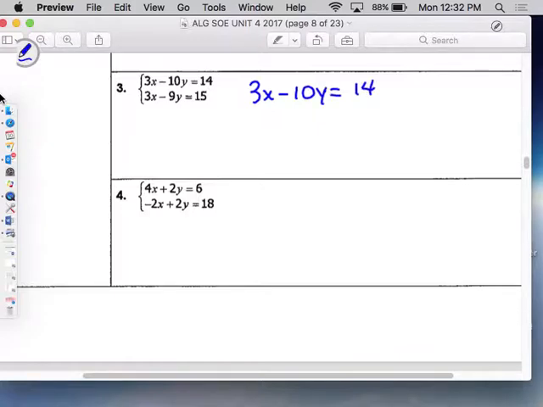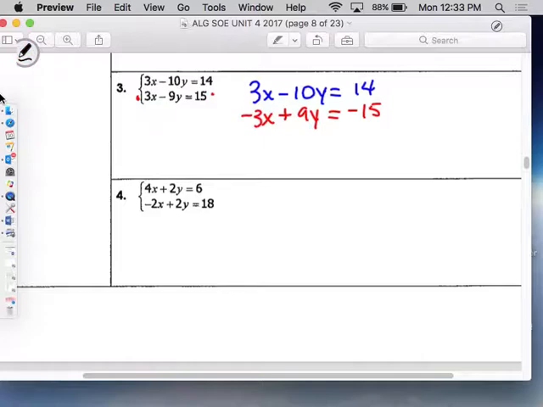And when I recopy this, I notice that I have 3x and 3x. It would be better if I had +3x and -3x, setting up those additive inverses. So in order to do that, when I copy the second equation, I'm going to think of it as multiplying all three terms by negative 1. So that gives me negative 3x, positive 9y, there's my equal sign, and negative 15.